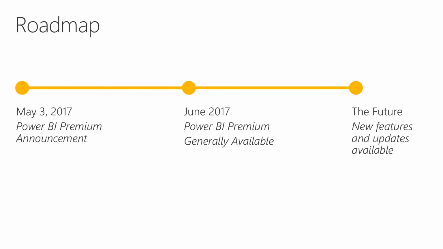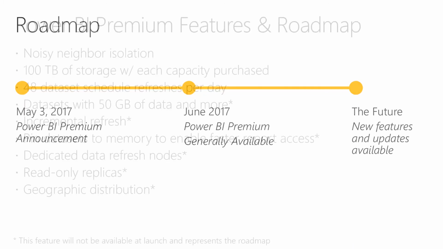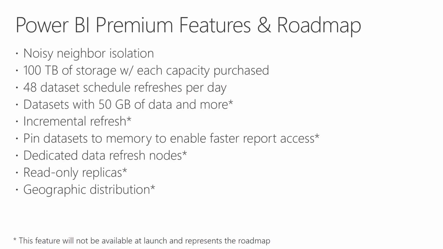So let's talk about what features will be available at GA, and then what features we can expect to be released sometime in the future after GA. All right, noisy neighbor isolation. This is a capability that you're going to have at launch. That's really the whole value proposition of Power BI Premium, having your own dedicated capacity. This lets you eliminate some of that noisy neighbor type of stuff. The query performance of your reports and dashboards is now protected because you're using your own dedicated capacity. Huge data sets can now be stored within Power BI Premium.